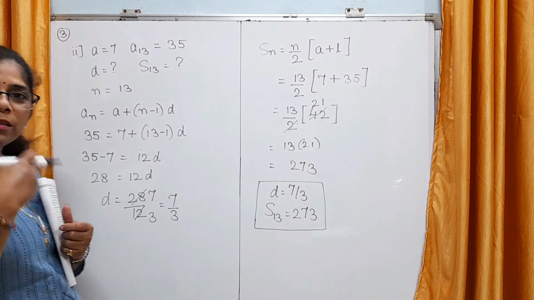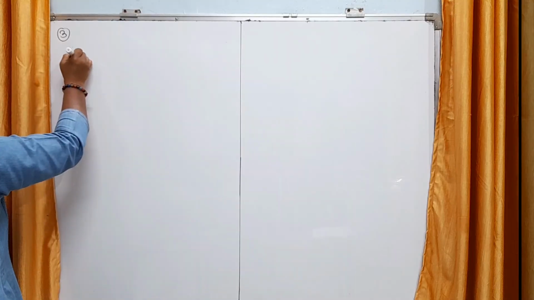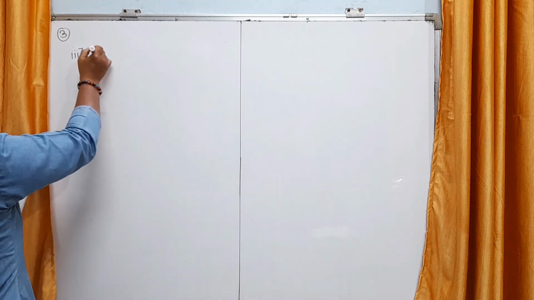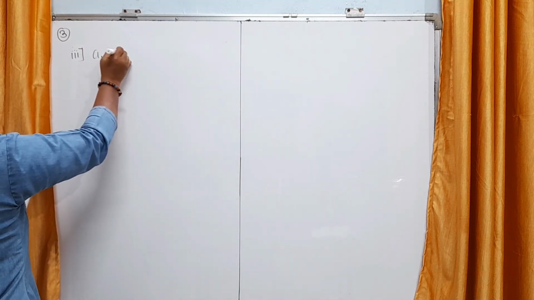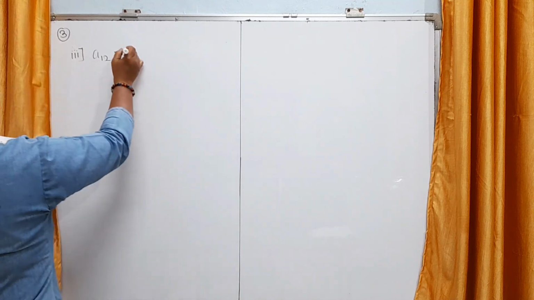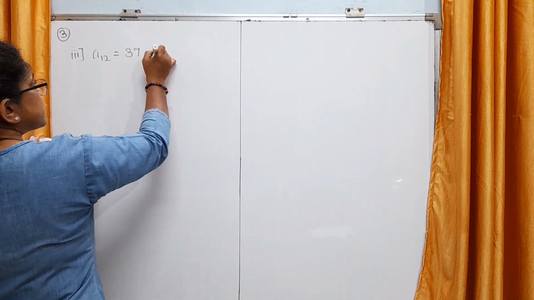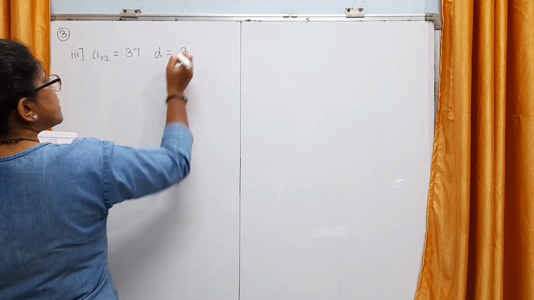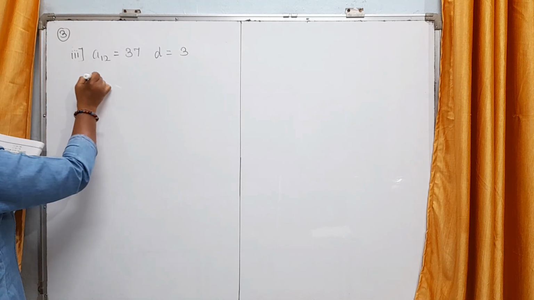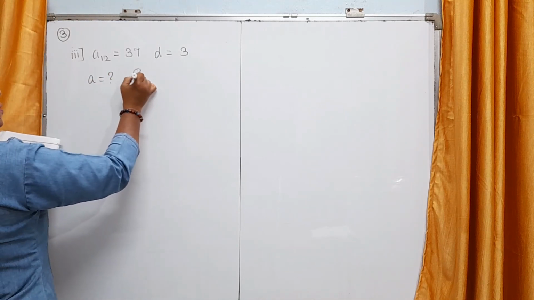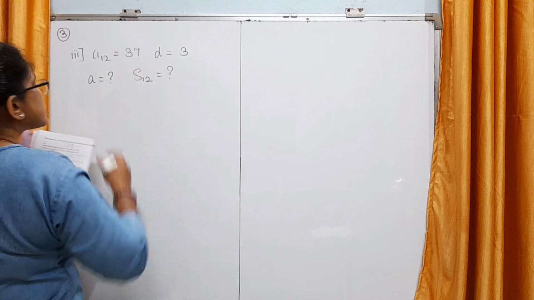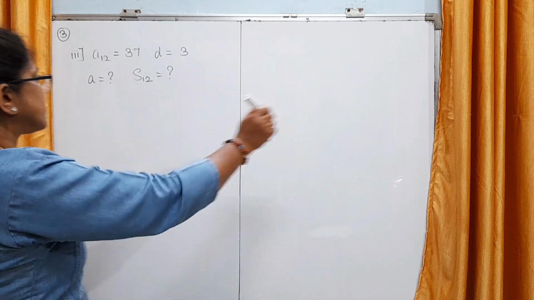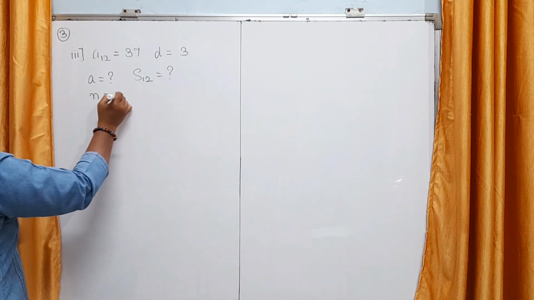So now let's move to the third sum. Third sum, let's see what is given here. Here we have A12. A12 is 37. D, common difference, is 3. And from this we have to find a, first term, and sum of these 12 terms. A12 means number of terms is 12. This means n is 12.